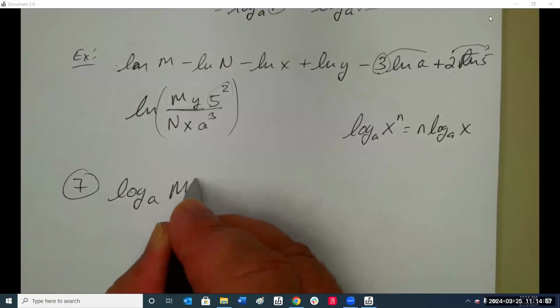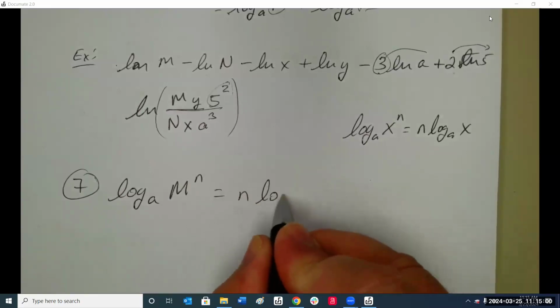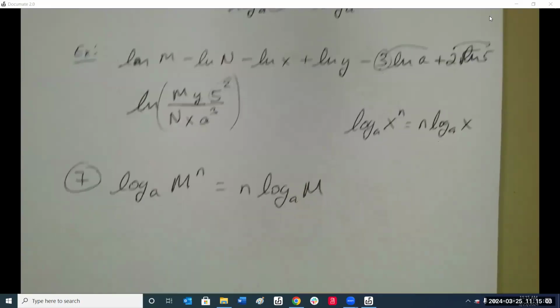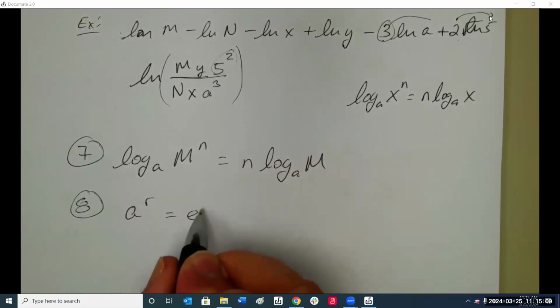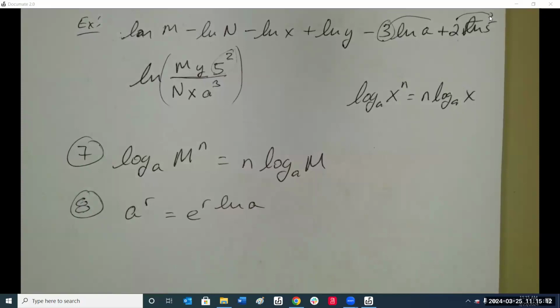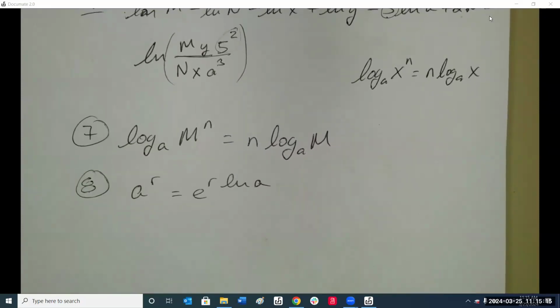Log of a mn. This is the rule of the coefficient. This rule is pretty interesting. Why is that a true rule?